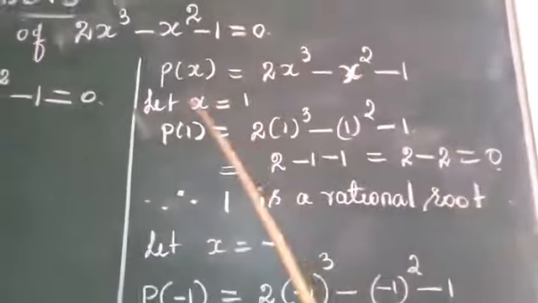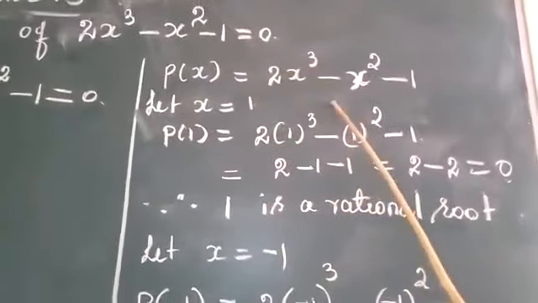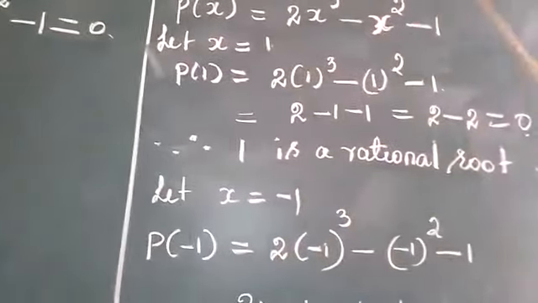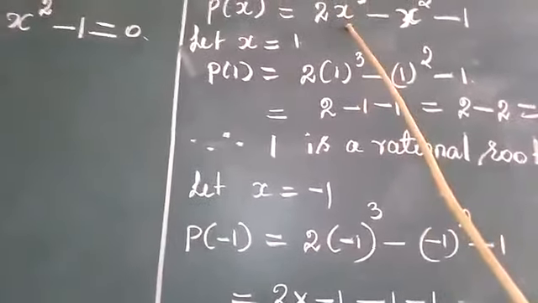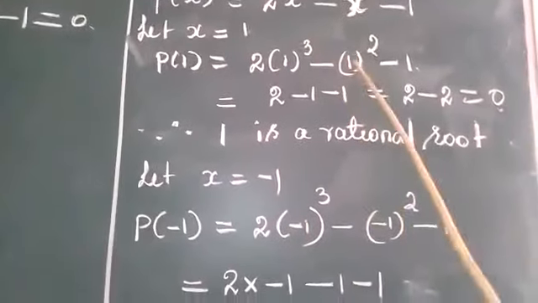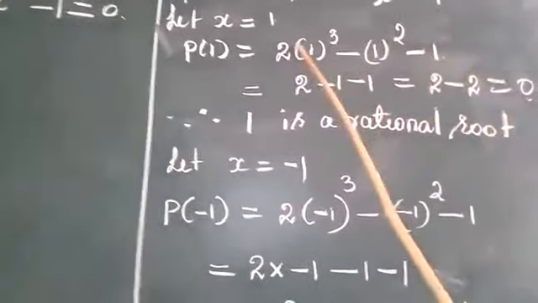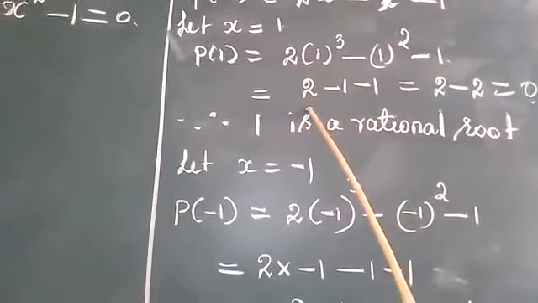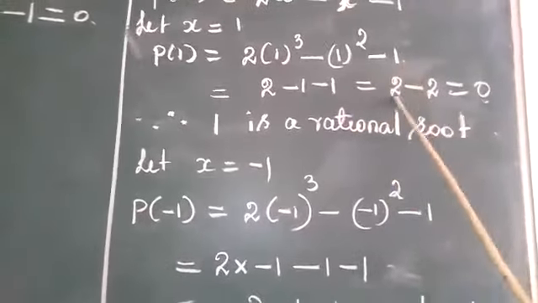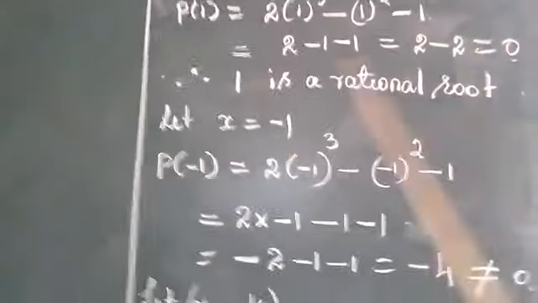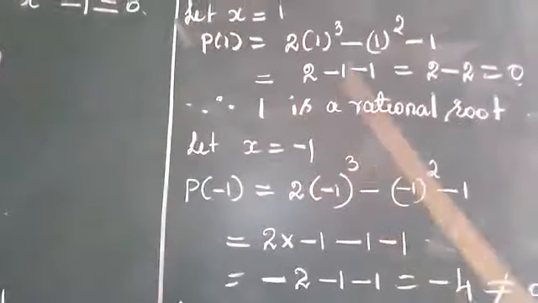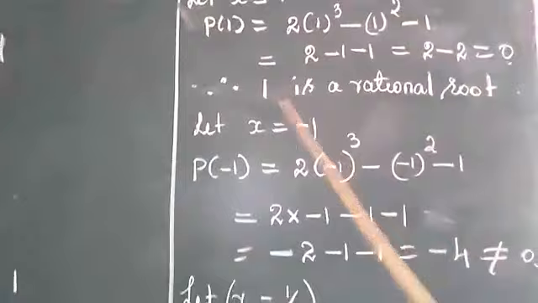Now the polynomial is p of x is equal to 2x cube minus x square minus 1. First we take x equal to 1 and substitute in the place of x. p of 1 is equal to 2 into 1 cube minus 1 square minus 1. That is 2 into 1 is 2, minus 1, minus 1, is equal to 2 minus 2, which is equal to 0. Therefore, 1 is a rational root, or 1 is a root of this given polynomial.